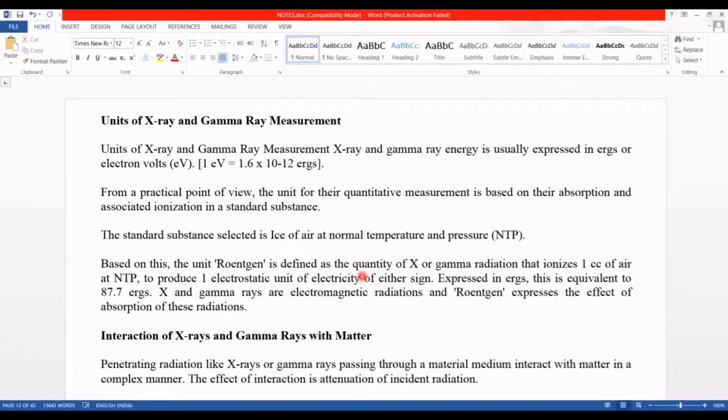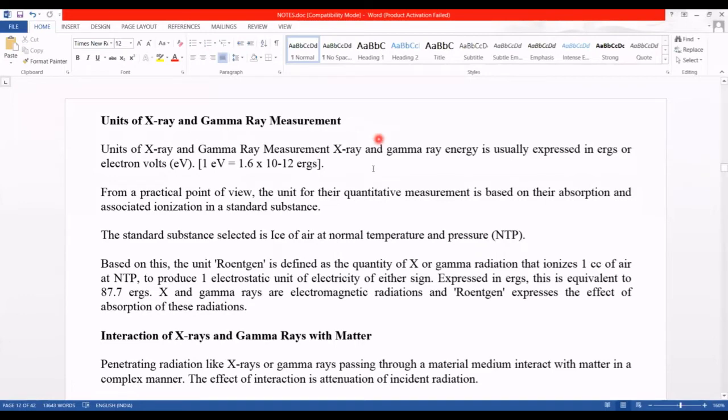Roentgen expresses how much X-ray or gamma radiation is required to ionize 1 cc of air at NTP to produce one electrostatic unit of electricity of either sign, positive or negative. This is called Roentgen. Roentgen expresses the effect of absorption of these radiations. So gamma radiation has two units. The general unit is electron volts, and the other unit that expresses the effect of absorption of this radiation is Roentgen. By using these two units, we can measure the quantity of X-ray or gamma ray.